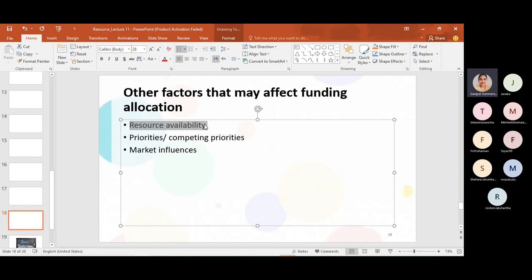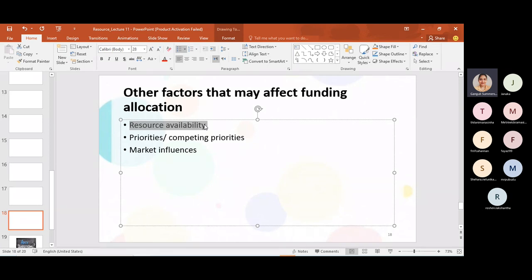You can't choose one priority. You have several priorities which are equally important at the same time. So you can't choose. Those kinds of priorities are called competing priorities. Competing priorities means you have several priorities with equal importance at the same time. So priorities or competing priorities can be considered as another factor that affects funding allocation, because you allocate your funds according to your priorities.